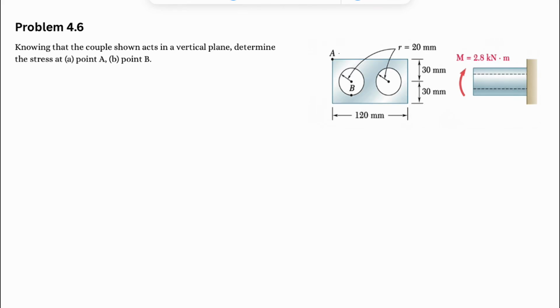Alright guys, welcome back. We have the question from the fourth chapter of Mechanics of Materials by Johnston. Knowing that the couple shown acts in a vertical plane, we need to determine the stress at point A and at point B. So you can see we have two different points, A and B.